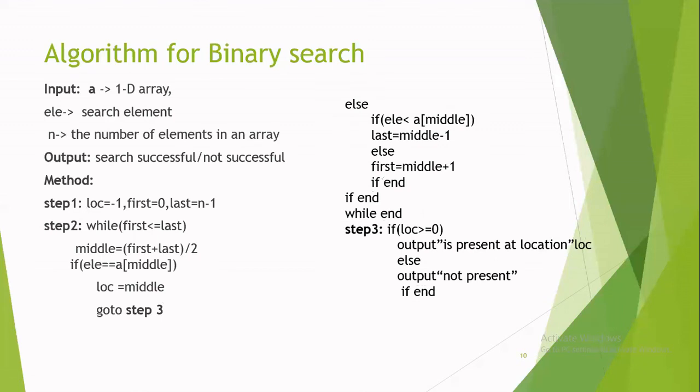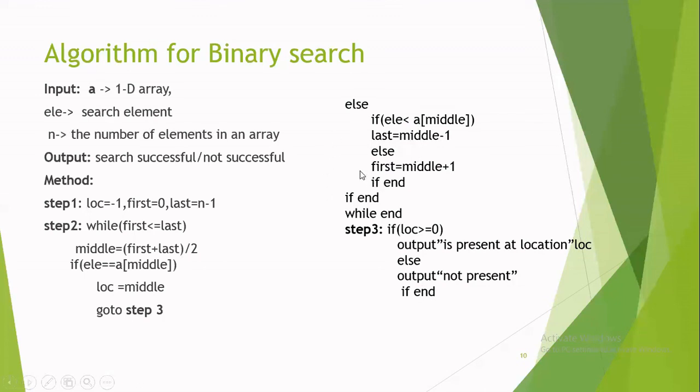Suppose if the search element is not the middle element, then what you are going to do, you are going to check whether the search element is less than the middle element. If the search element is less than the middle element, what you did in the examples, you have updated this last pointer variable. The last pointer variable is set to middle -1, or else you are going to update the first pointer variable. Now the first pointer variable is set to middle +1.